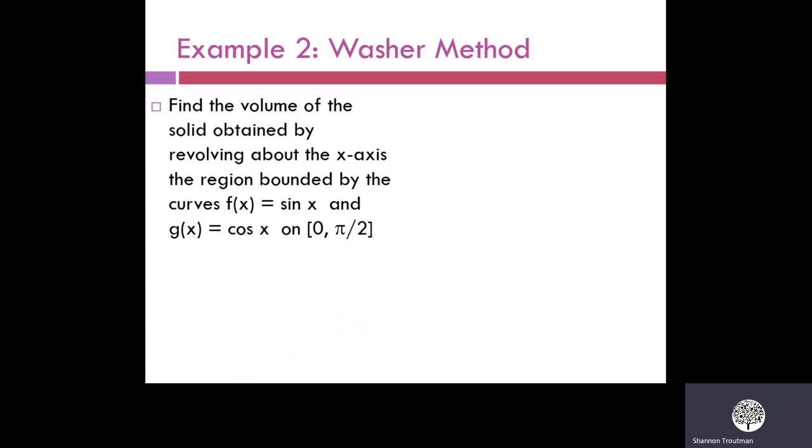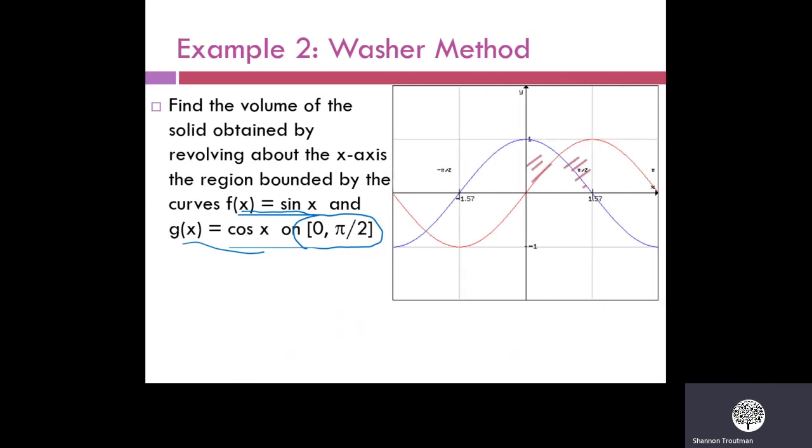So again, look at your limits. You're rotating about the x-axis. That has nothing to do with one of your boundaries. The boundaries have to be the sine curve, the cosine curve, and you are not going past 0 or pi over 2. Okay, so graph it out yourself, and then hopefully this is what you got for your shaded area. Okay, so again, the boundaries: cosine curve, sine curve, x equals 0, x equals pi divided by 2.